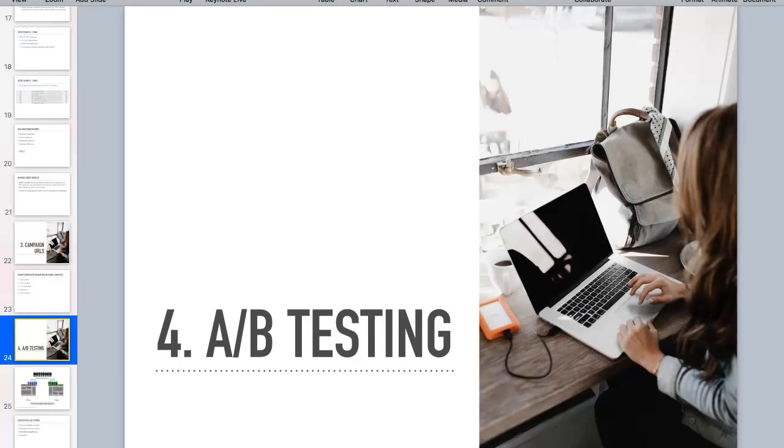So let's get back to our presentation and discuss A/B testing. A/B testing is a really important part of the process in determining which of your strategies and tactics and all the different options that are available from a content perspective and formatting perspective and creative perspective can really be the drivers of success in your campaigns.